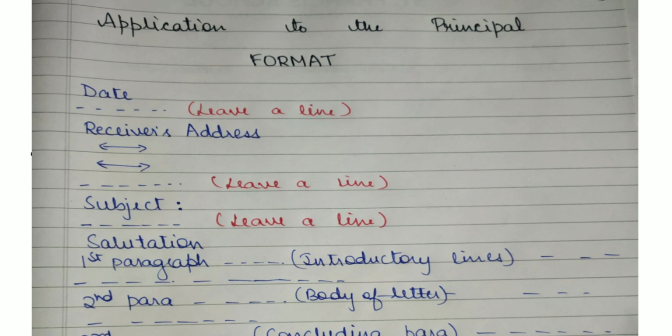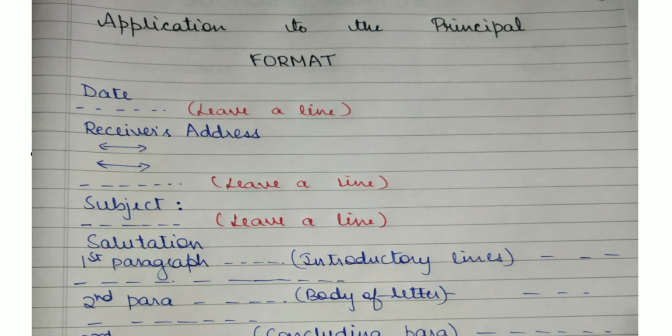After writing the address, you will again leave one line. After leaving the line, you will write the subject. You will have to put this heading. You will write Subject and then you will put a colon. After this, you are going to write the subject of the application. Say you are asking for leave, you want 2 days or 3 days of leave. What will be the subject there? Permission for leave, request for leave, whatever be the subject.